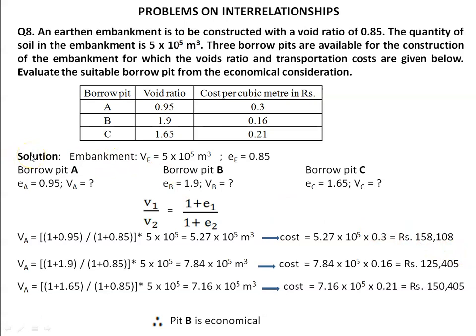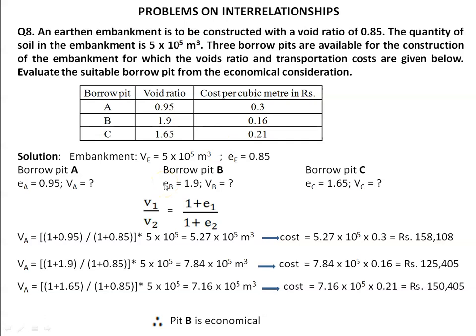Then next example is, an earthen embankment is to be constructed with a void ratio of 0.85. The quantity of soil in the embankment is 5 into 10 to the power of 5 meter cube. 3 borrow pits are available for the construction of the embankment, for which the voids ratio and transportation costs are given below. Evaluate the suitable borrow pit from the economical consideration. So there are 3 borrow pits for which voids ratio and cost per cubic meter are given.